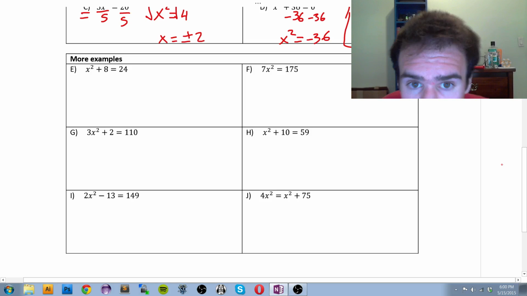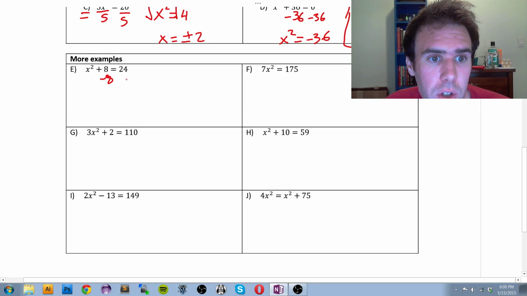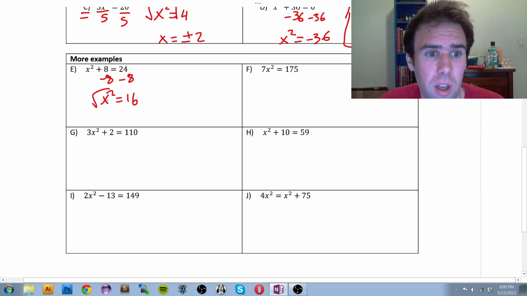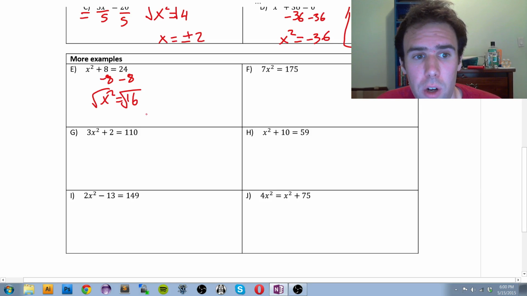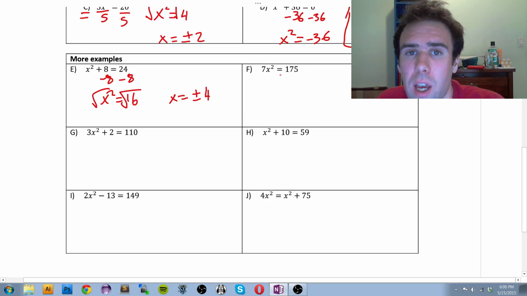Okay, so let's solve these. Now I noticed I have a plus 8 next to my x squared, so let's undo it with a minus 8. That's telling me x squared is equal to 16. And I can undo the squared by square rooting, telling me that x is plus or minus 4. However, in this problem, f, I have times in front. So to undo the times 7, I must divide by 7.